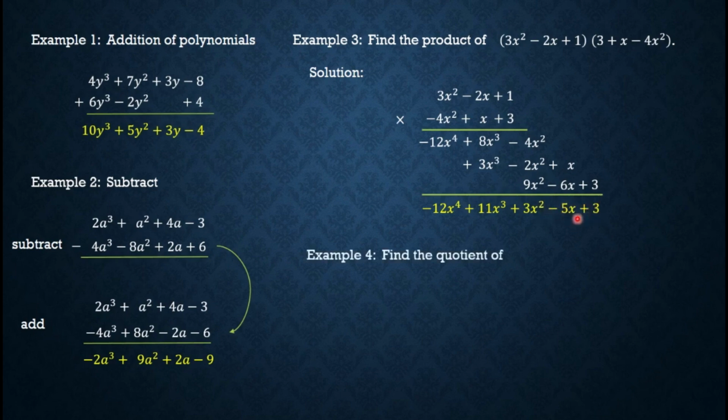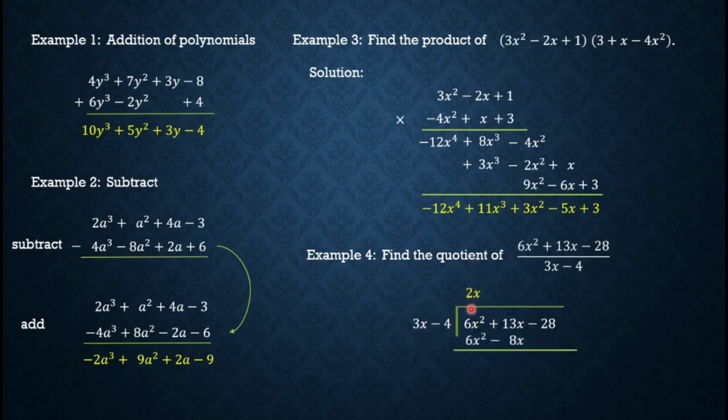Another example, find the quotient of 6x squared plus 13x minus 28 over 3x minus 4. This is called the dividend. Yan, divisor. Then the answer is the quotient. So, 6x squared divided by 3x equals 2x. 2x times 3x is 6x squared. 2x times negative 4 is negative 8x.